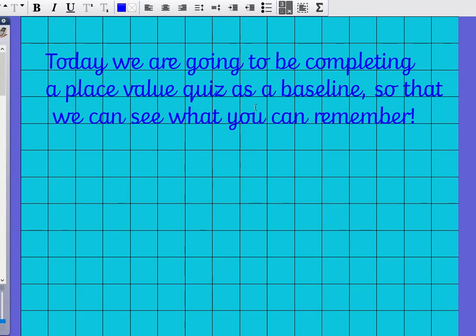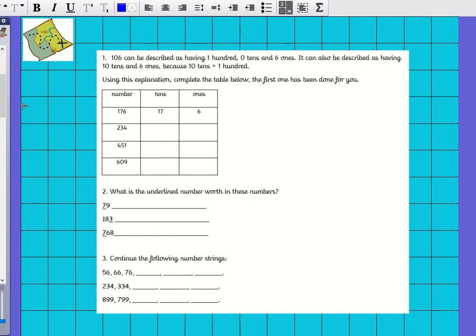So we're going to be completing a place value quiz today as a little bit of a baseline so that we know what you can remember relating to your place value knowledge, okay? So hopefully children at home, you've been able to download the document, and I will talk you through the questions.